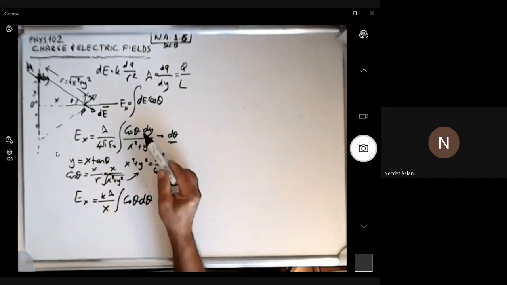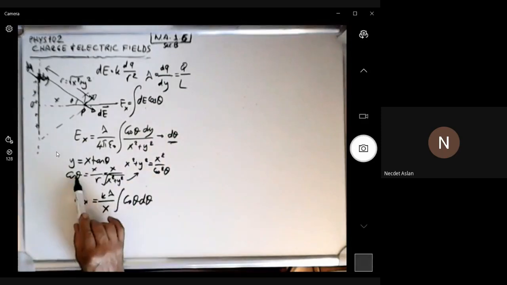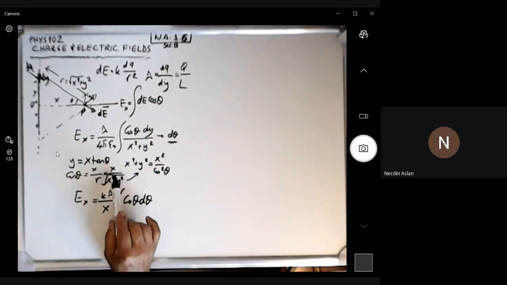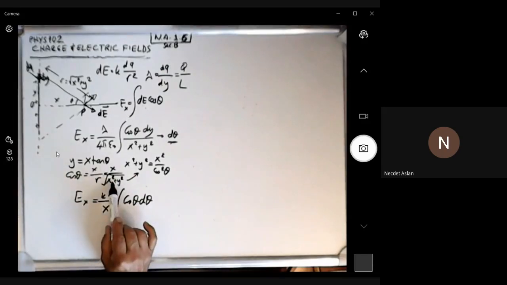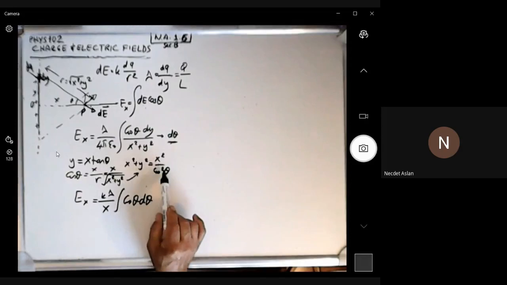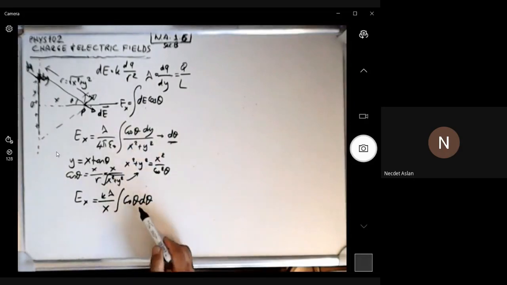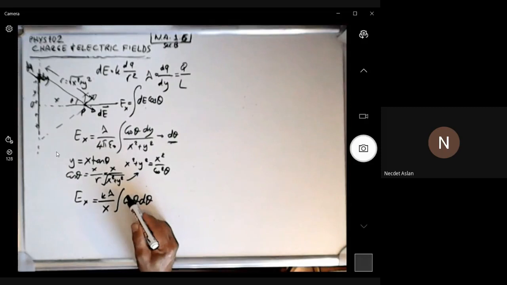Also, x squared plus y squared is x squared over cosine squared theta, because cosine theta is x over the square root of this. If you square both sides and replace x squared plus y squared, it will give you this. So when you insert everything, you end up with a very simple integration where the cosine squared terms cancel. In this case, we said the limits would be from minus pi over 2 to pi over 2.